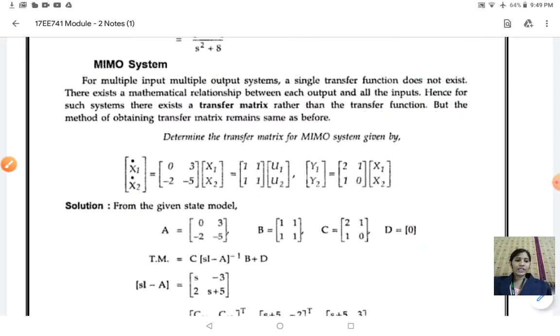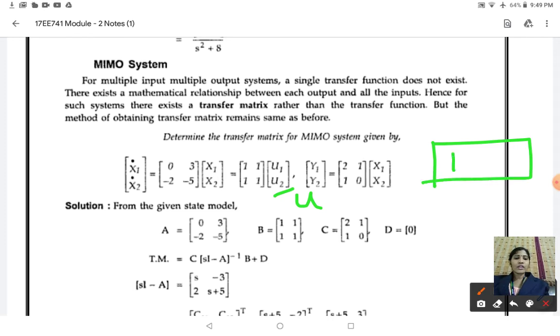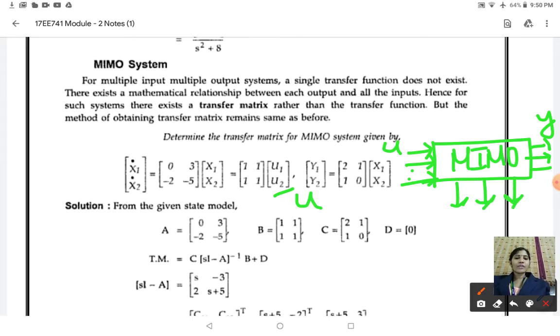How can we identify that the problem represents multiple input and multiple output? Looking at the problem, you can see u1, u2. It means you have many inputs, so it is a MIMO system. The input is represented with u and you have many outputs, also represented with y. In between we have the state variables. The number of state variables given in the problem is 2, the number of inputs is 2, and the number of outputs is also 2.